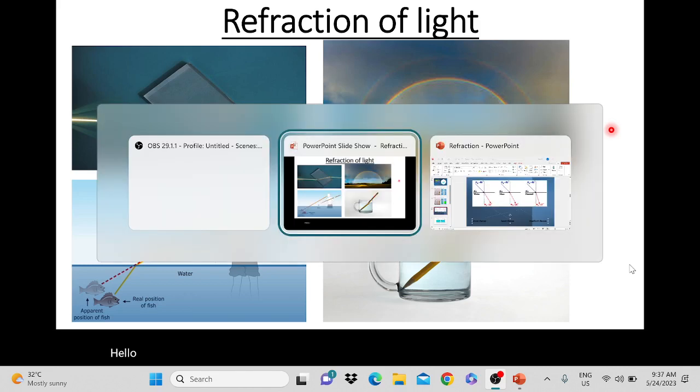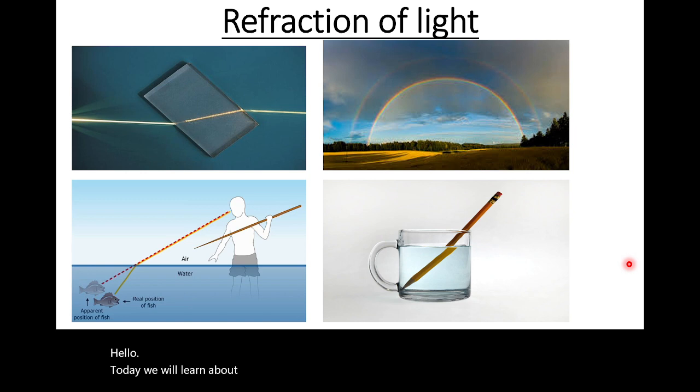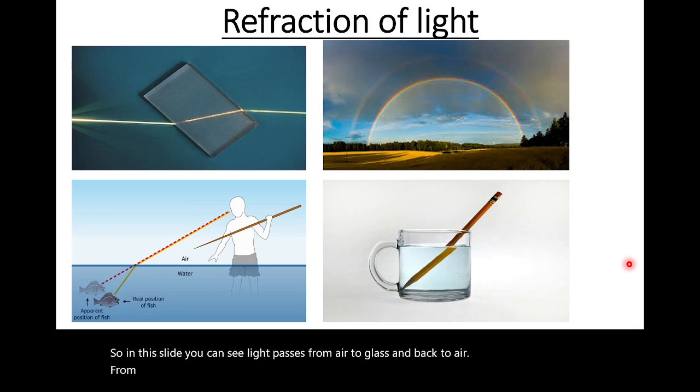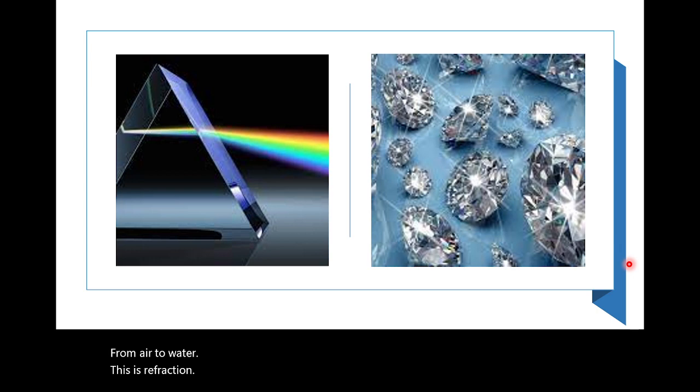Hello, today we will learn about refraction and index of refraction, which is also called refractive index. So in this slide, you can see light passes from air to glass and back to air, from air to water. This is refraction. The light passing through a prism is also refraction. The sparkling of diamond is because of refraction.